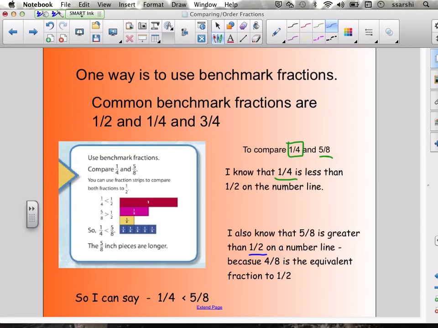Again, if I'm thinking halves and I'm talking about eighths, I know that 1/2 is equivalent to 4/8. And so, because 5/8 is greater than 4/8, 5/8 is larger than 1/2. So in this case, when I know 1/4 is less than 1/2 and 5/8 is more than 1/2, I can easily say 1/4 is less than 5/8.